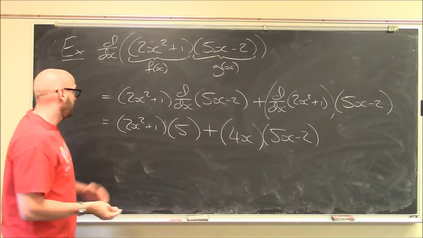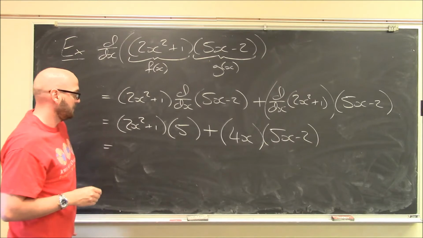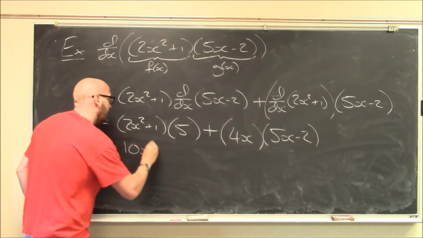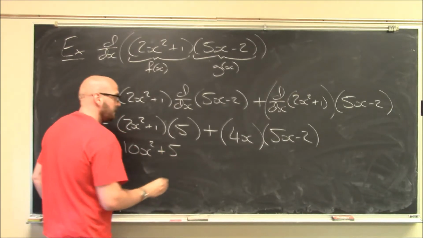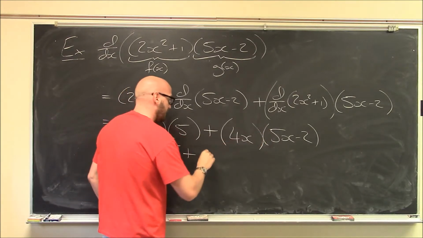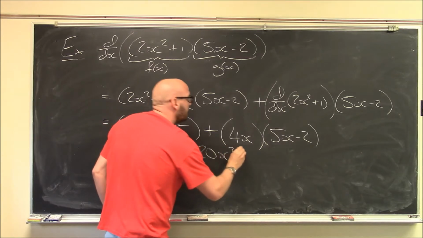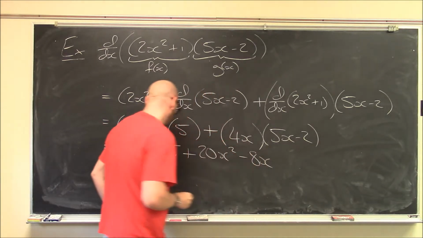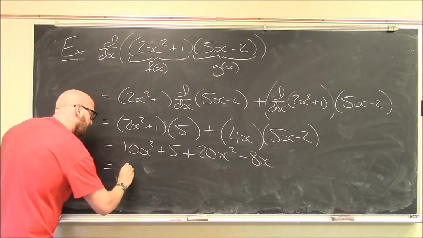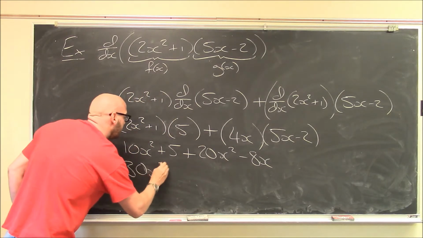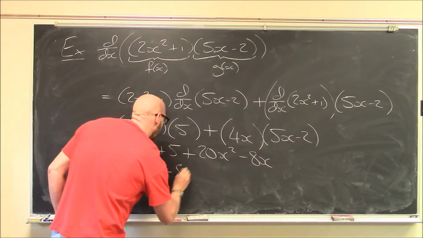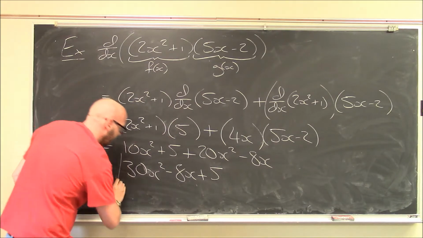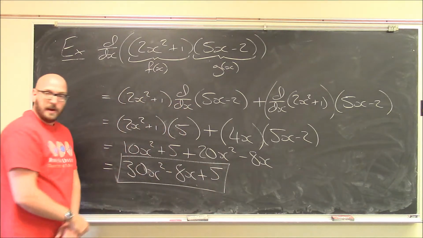We've differentiated. I probably should simplify this. I should group like terms and so on together. So distributing here, we've got 10x squared plus 5 plus 4x times 5x is 20x squared minus 2 times 4 is minus 8x. So this is actually 30x squared minus 8x plus 5. And there's our final answer.